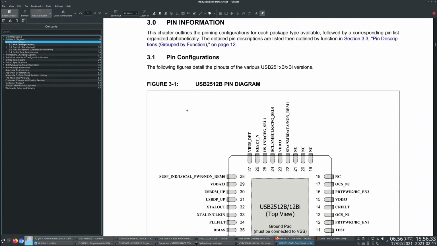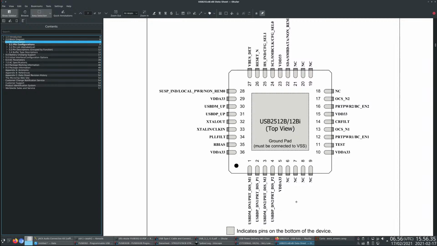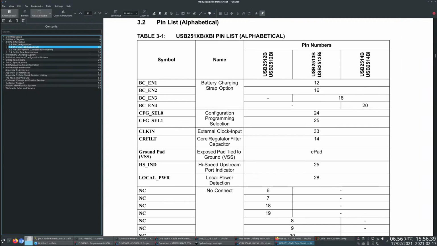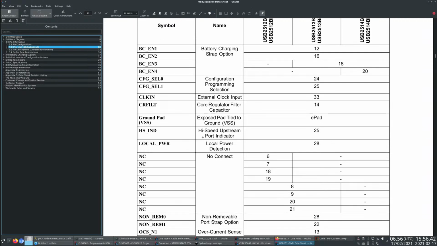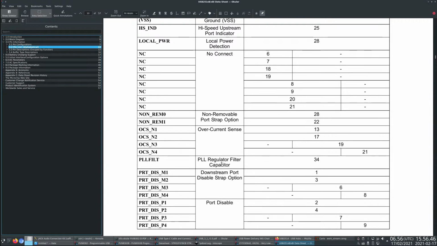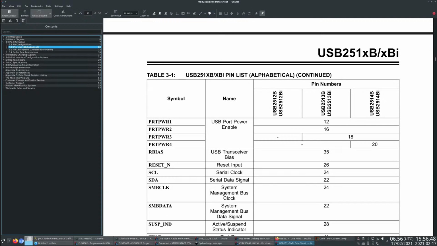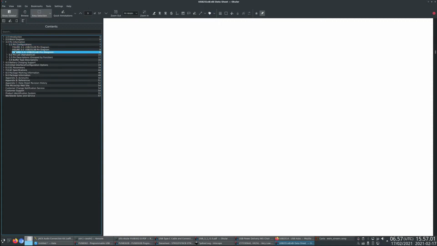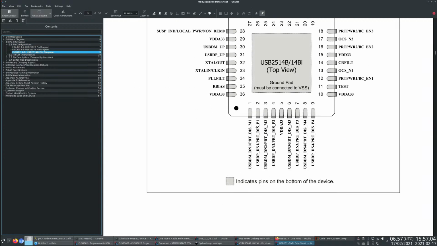And as long as a lot of no connects. So do these not have the... They have the air current sense. Yeah, they have the port power enables. Oh, I see. There's just no connects for the ones without the extra ports. That makes sense.